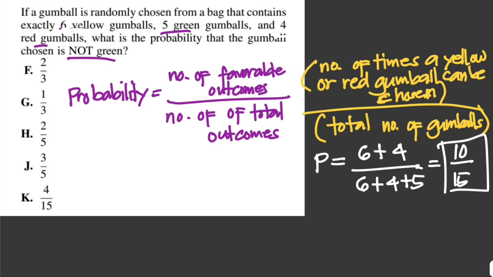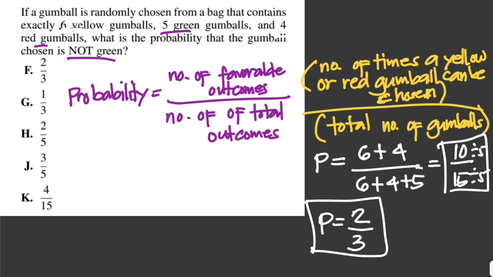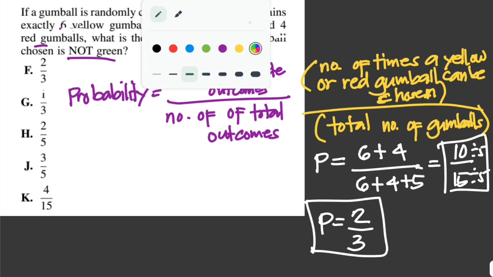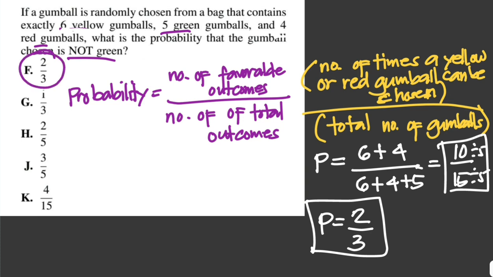And we can further reduce that. 10 and 15 are both divisible by 5. Then we can reduce 10 over 15 to 2/3. Therefore, the answer here is letter F. This one.